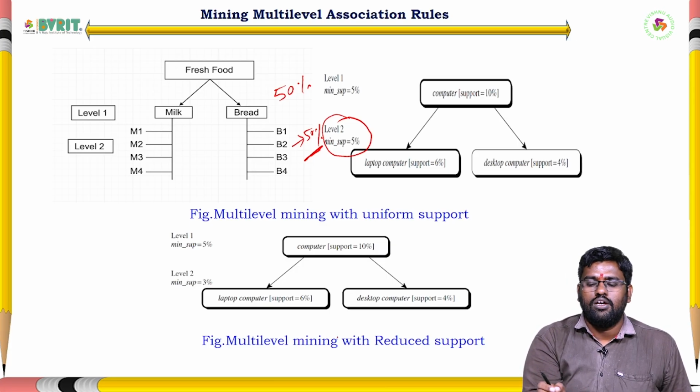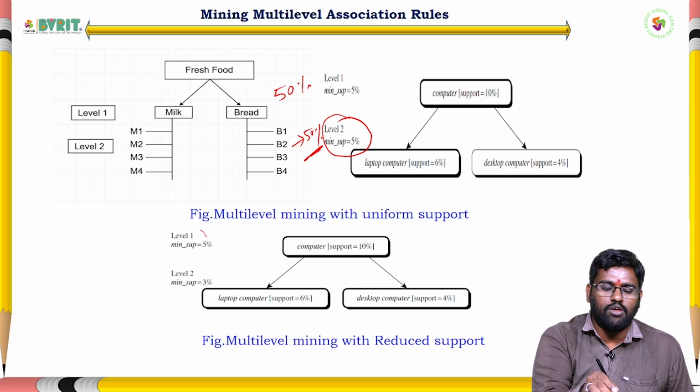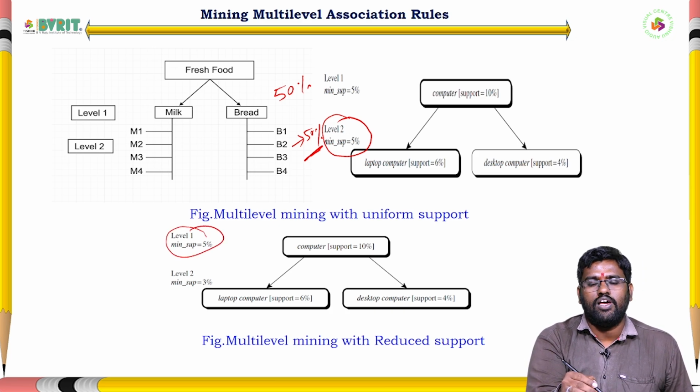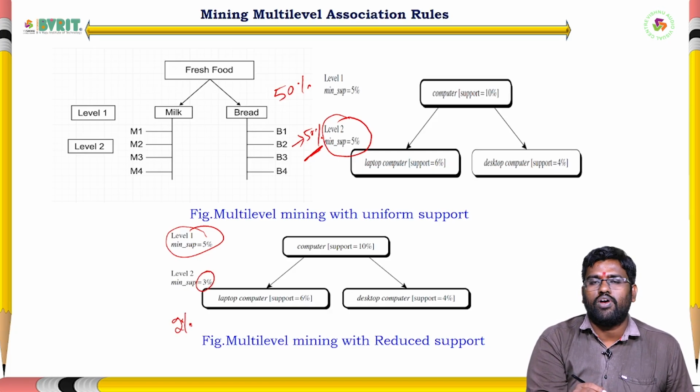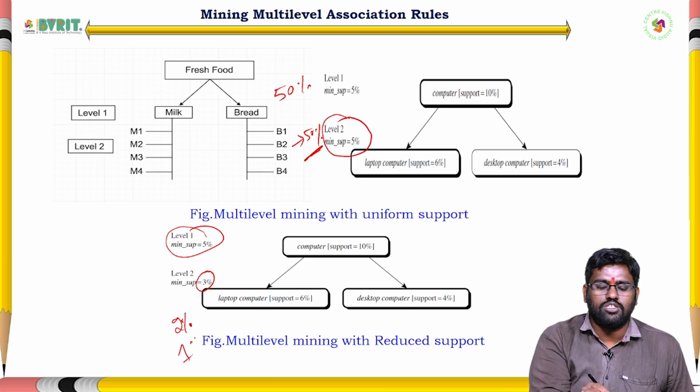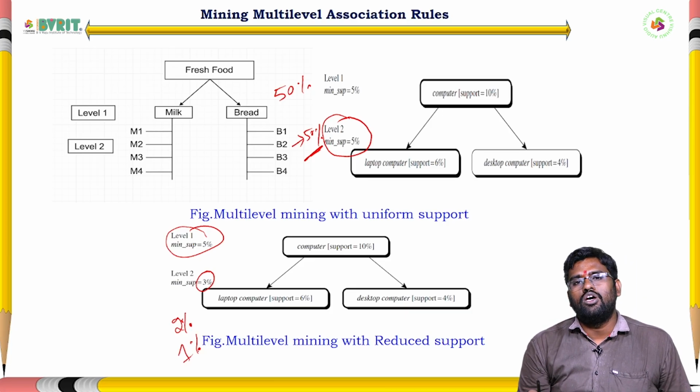Next, reduced support means here the minimum support value is 5%. At the next level we reduce the minimum support value to 3%. At the next level we reduce it to 2%. Next we reduce it to 1%. Like this we need to distribute the values in multi-level association. That is about mining multi-level association rules in the given example.